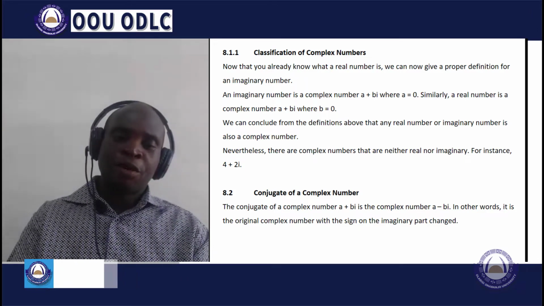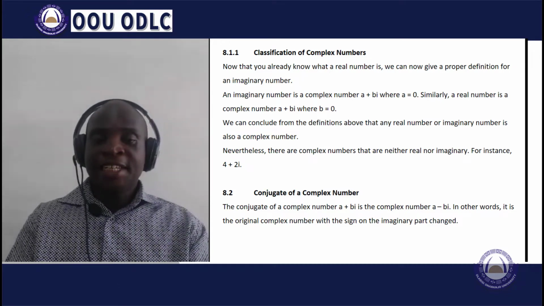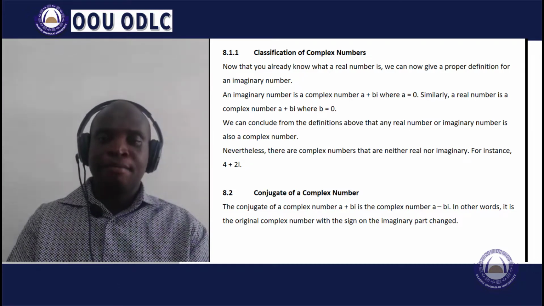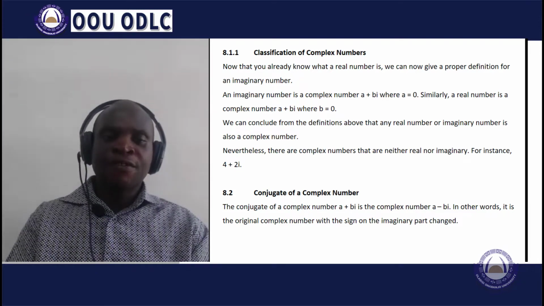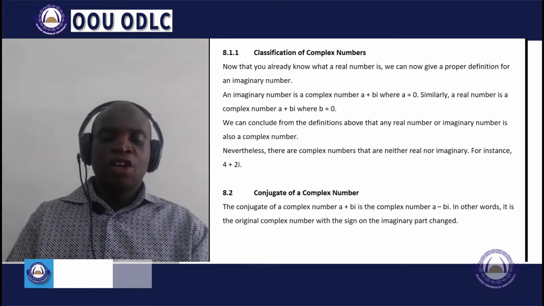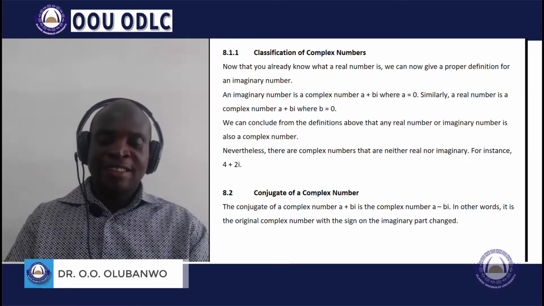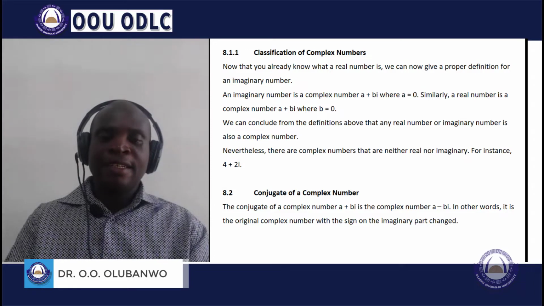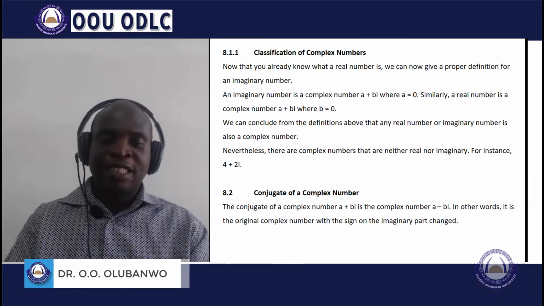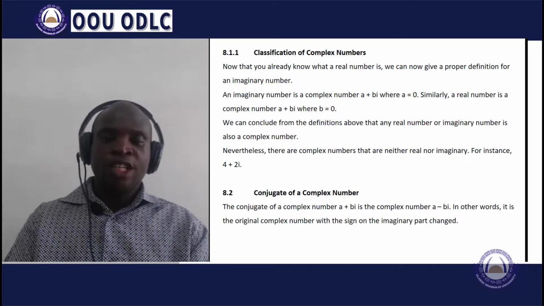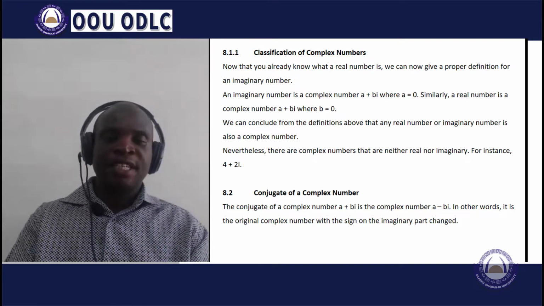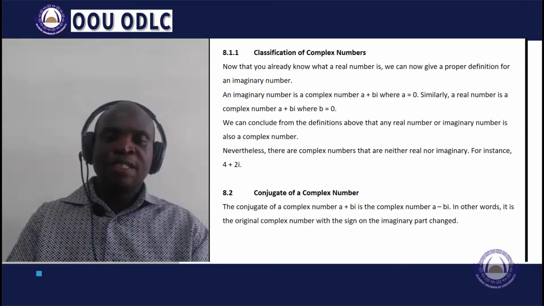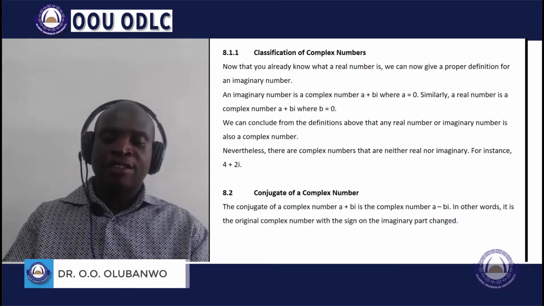Conjugate of a complex number. The conjugate of a complex number a plus bi is the complex number a minus bi. What we are trying to say is this: if you are given a complex number a plus bi, the conjugate of that complex number is obtained by changing the sign beside the imaginary part. So the conjugate of the complex number a plus bi is a minus bi. In other words, it is the original complex number with the sign on the imaginary part changed.